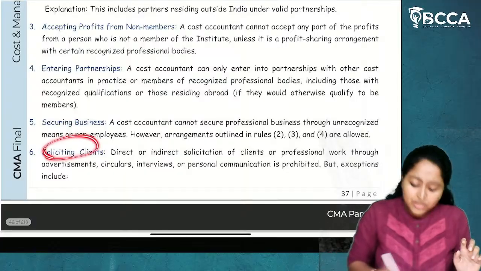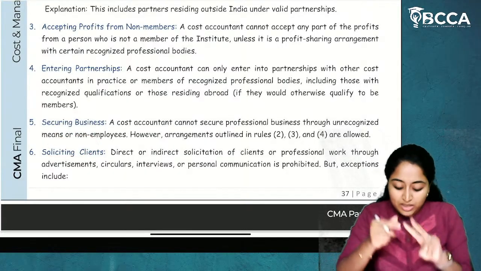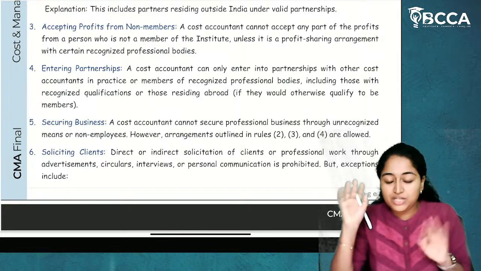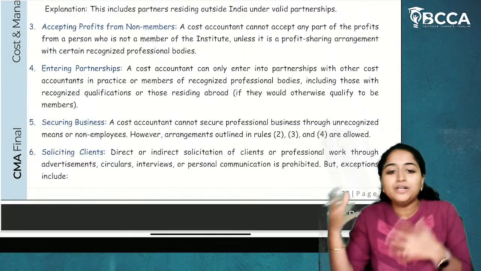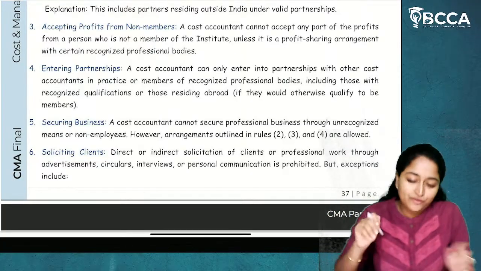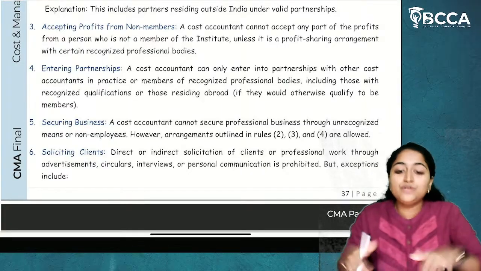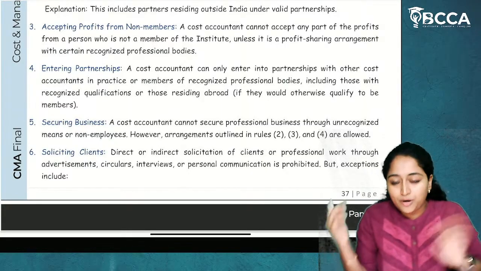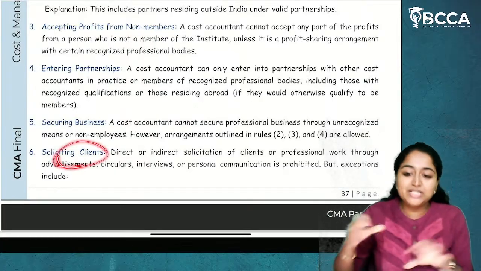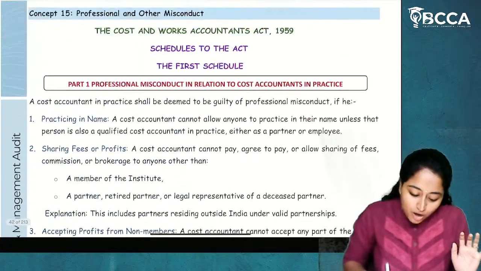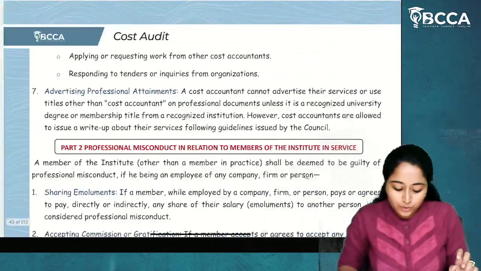Next, soliciting clients, which means you are bringing in clients through advertisement, circulars, interviews or personal communication. You are going and praising yourself, which means you are talking highly about yourself in order to bring in clients. That is soliciting clients. All these are given in Part 1 of the First Schedule.